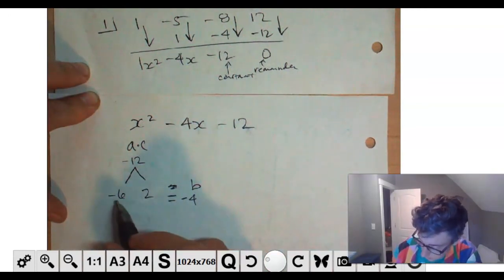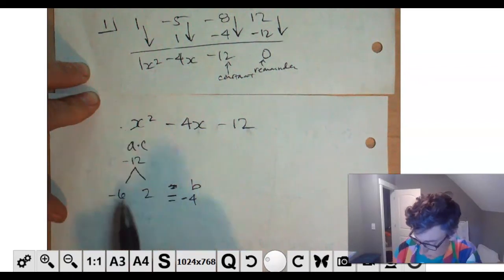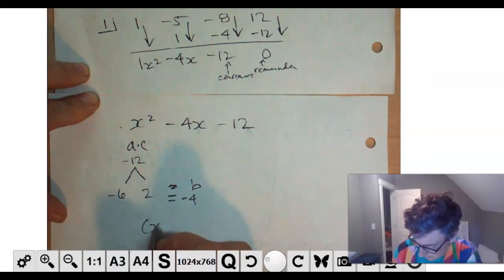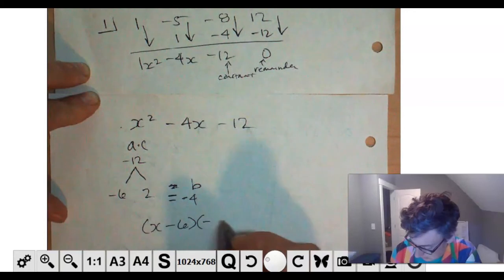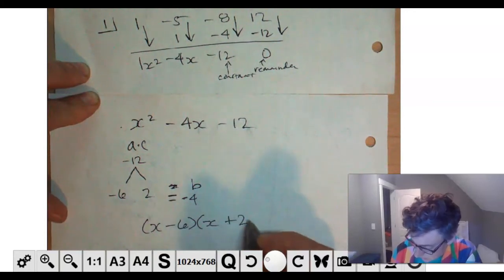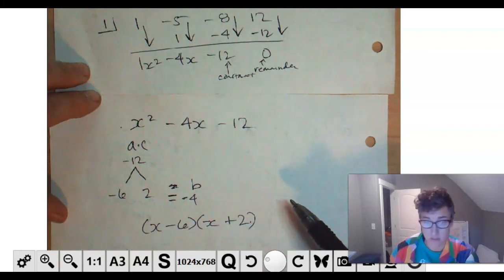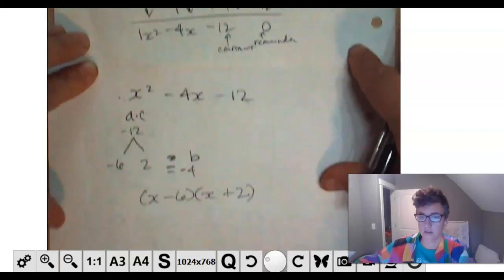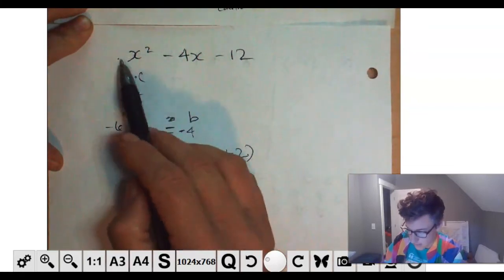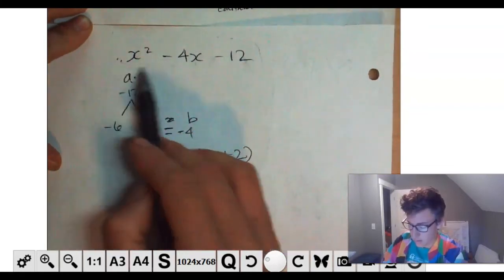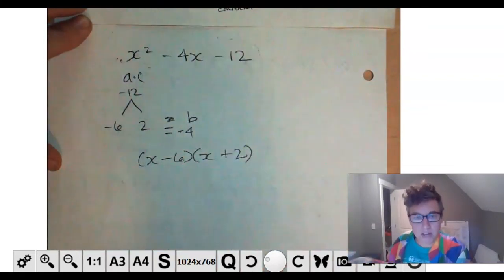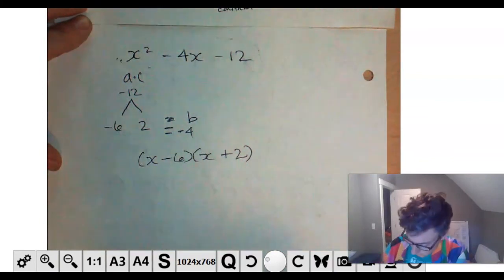So since our A is 1 here, we can go right into our factors. They are going to be x minus 6 and x plus 2. All right, so those are the factors from this remainder piece. But we're supposed to be finding the zeros, so we have to set each of these equal to 0.